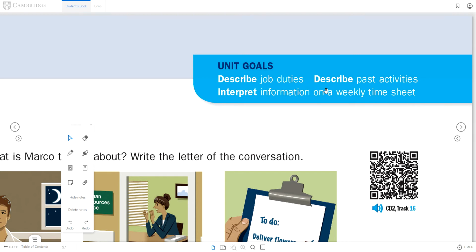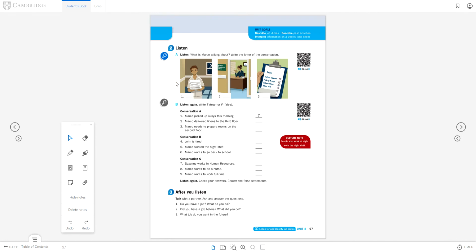Another goal is to describe past activities, not only to tell things that you have to do, what your duties are, but things you did in the past. And also interpret information on a weekly timesheet. So you have to look at a timesheet and then understand, interpret information. Okay? Good? Don't worry too much about it, but let's go.